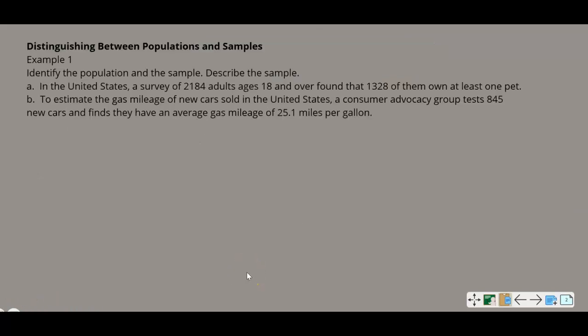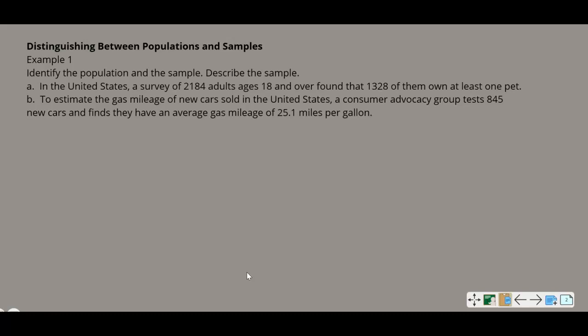Example 1, distinguishing between populations and samples. Identify the population and the sample. Describe the sample. So A part says, in the United States, a survey of 2,184 adults ages 18 and over found that 1,328 of them own at least one pet.